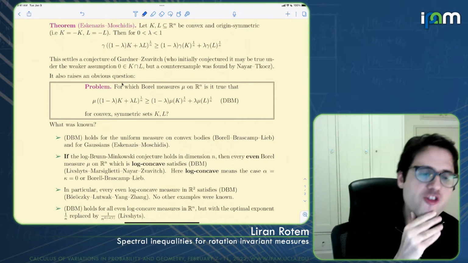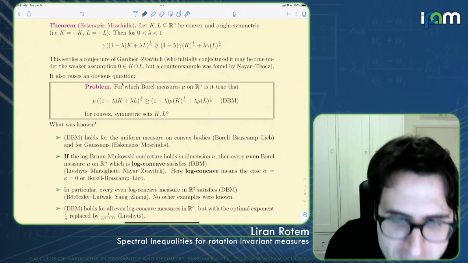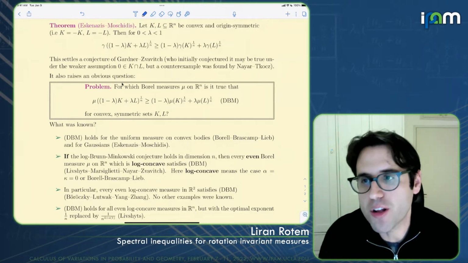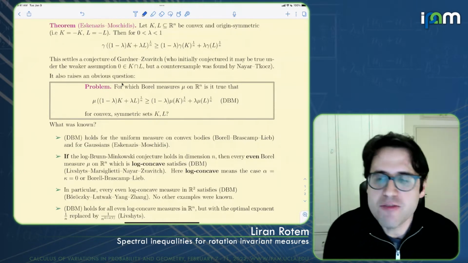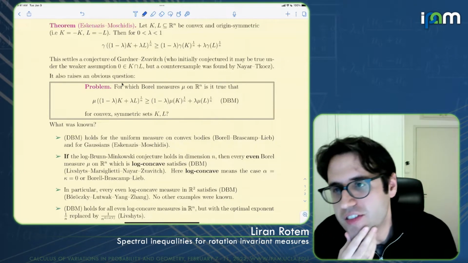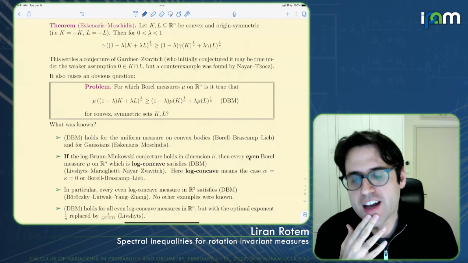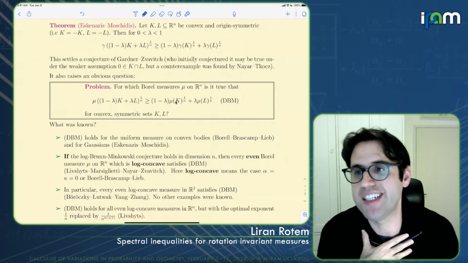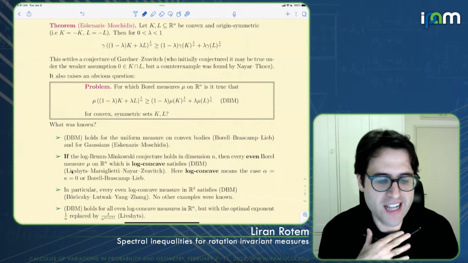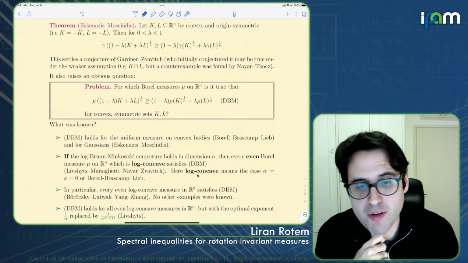Now, conditionally, if you believe the log Brunn-Minkowski conjecture, which I will not define, it's not so important to us, but it's a standard conjecture in convexity, and which is, I think, widely believed. And if you believe it, it follows that every even Borel measure which is log-concave satisfies this inequality. This is a result of Livshyts, Marsiglietti, Nayar, Zvavitch. And I defined what log-concave means, right?